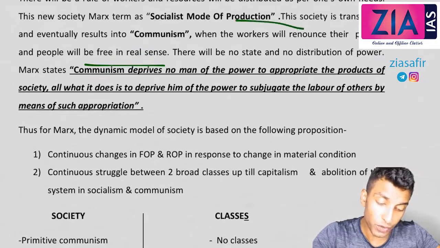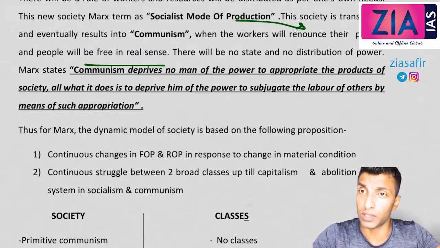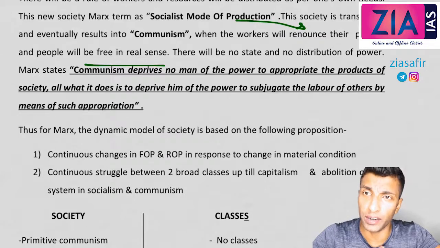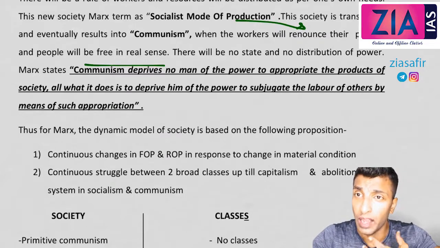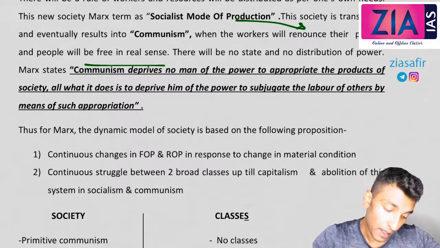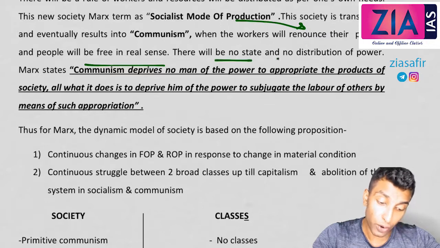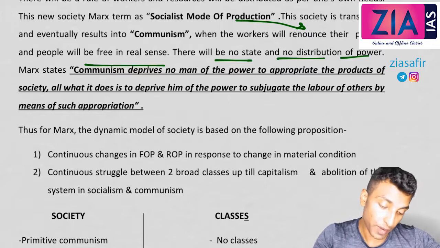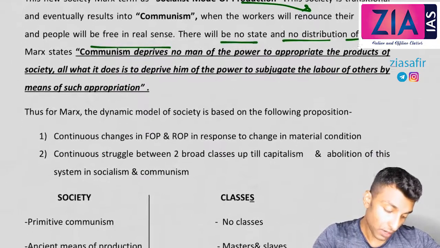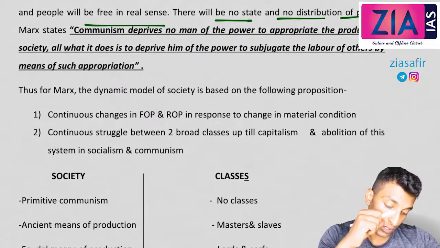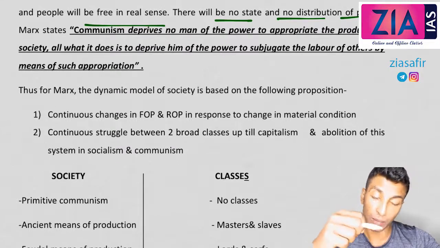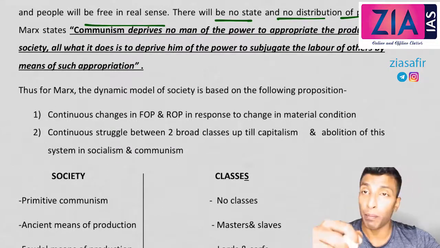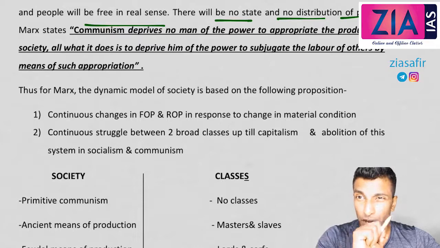In socialism, I've told you workers are powerful. Now workers will renounce their power and everybody will be free in real sense. Everybody will be equal and it's an egalitarian society. There will be no state and no distribution of power. Marx states communism deprives no man of the power to appropriate the products of nature or society. All what it does is to deprive him the power to subjugate the labor of others by means of such appropriation. So I hope you understood the statement.